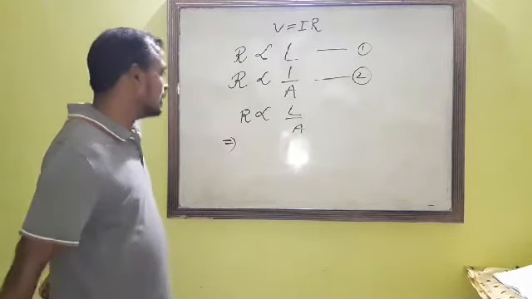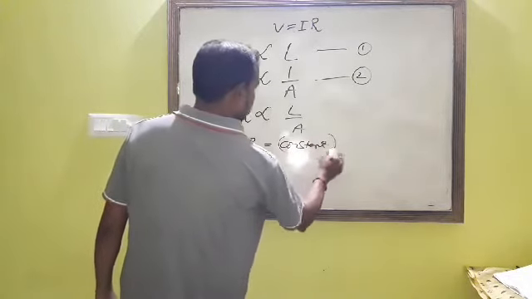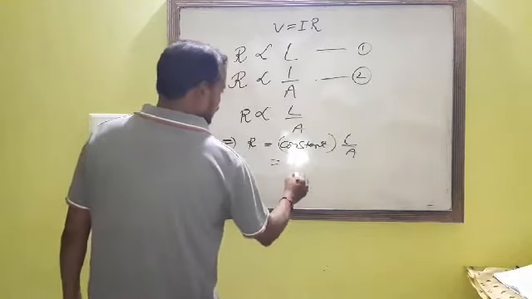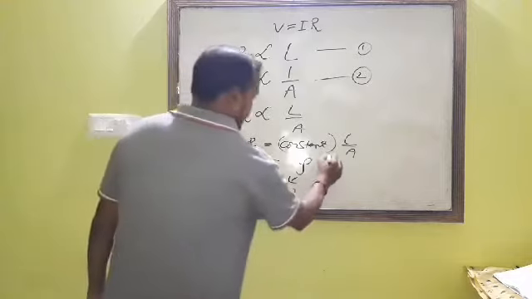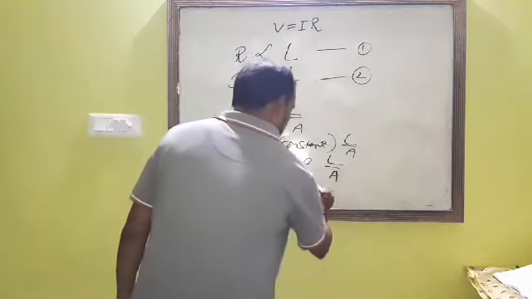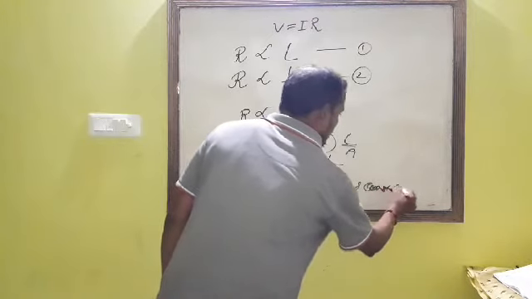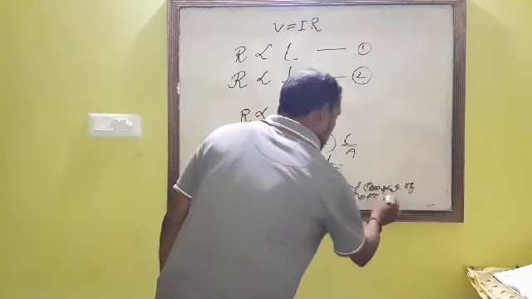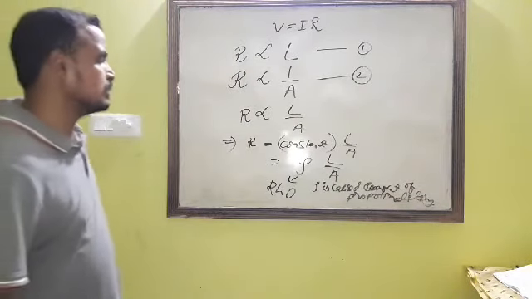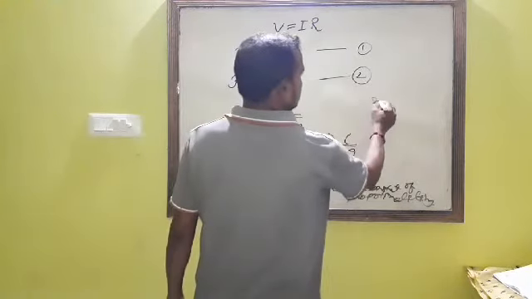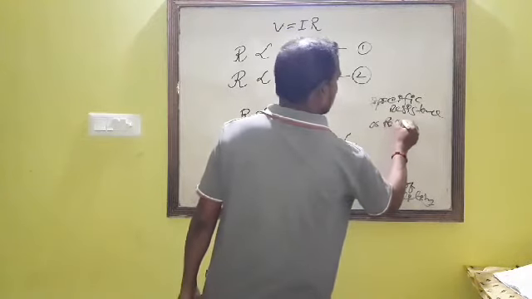If you want to equate the proportion, we have to put a constant. So you can write R equals a constant times L by A. For the constant we use the symbol rho, R H O, so R equals rho into L by A. Here rho is called the constant of proportionality, which is also known as specific resistance, or resistivity.